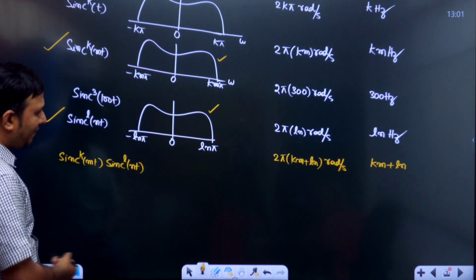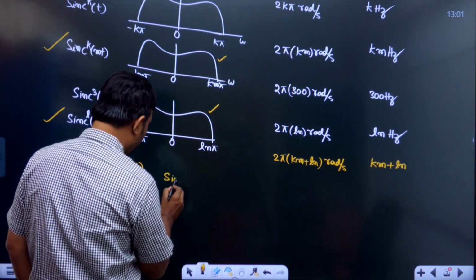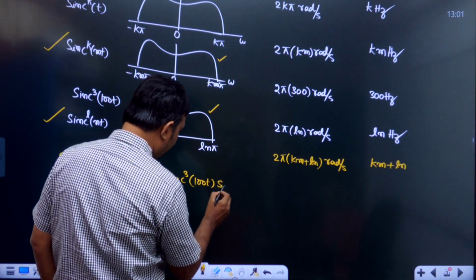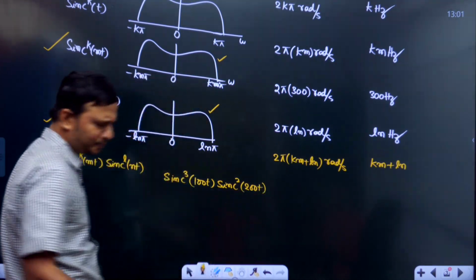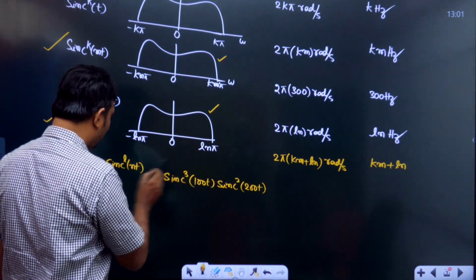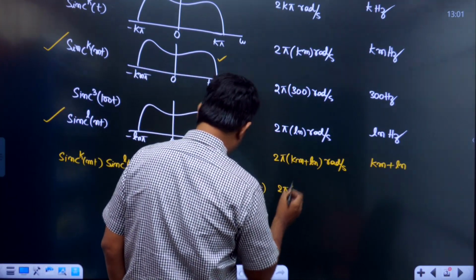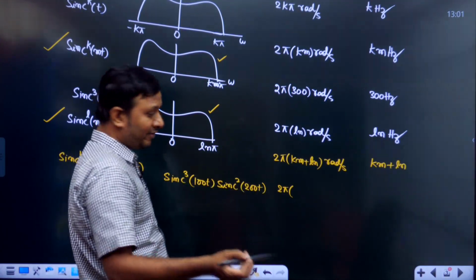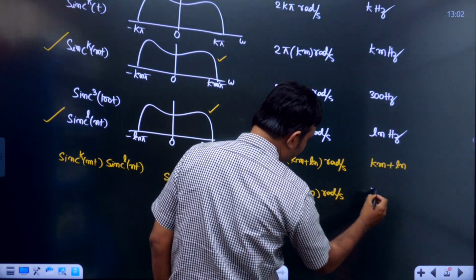Suppose for example I ask you the Nyquist rate of the signal sinc cube of 100t multiplied with sinc square of 200t. Compare: in the place of K, 3; in the place of M, 100; in the place of L, 2; in the place of N, 200. So the Nyquist rate would be 2 pi into Km plus Ln, 300 plus 400, 700 radians per second, or it is simply 700 hertz.